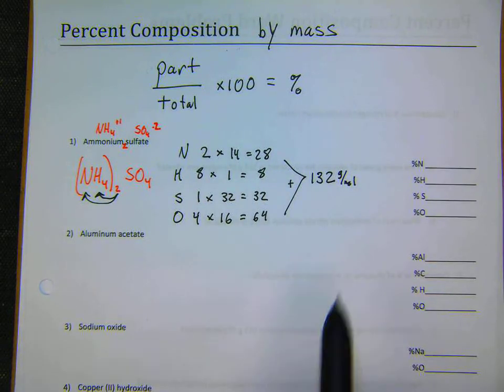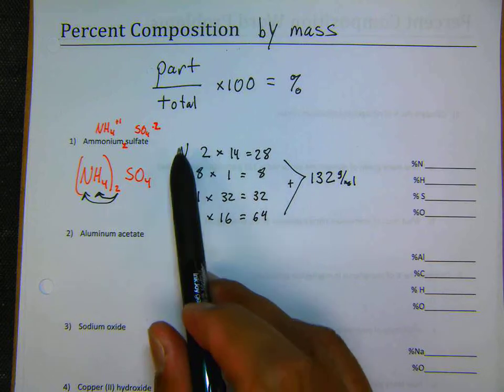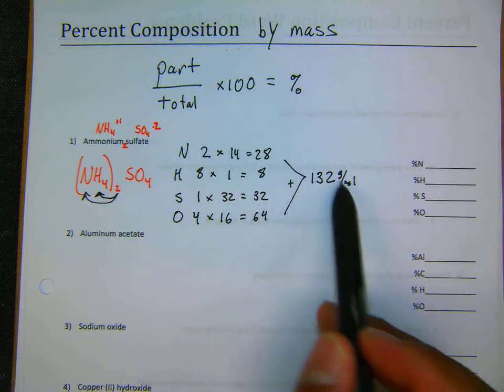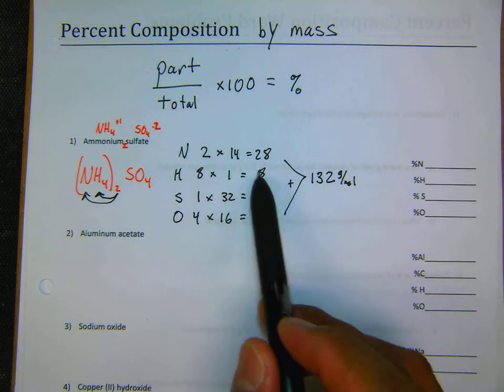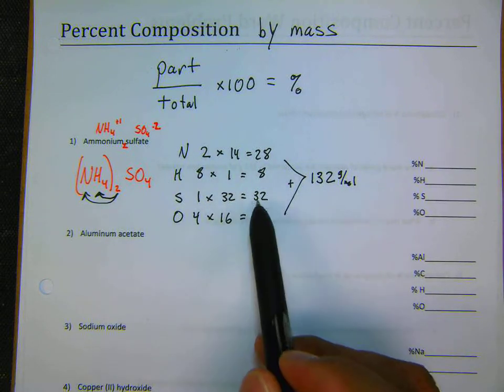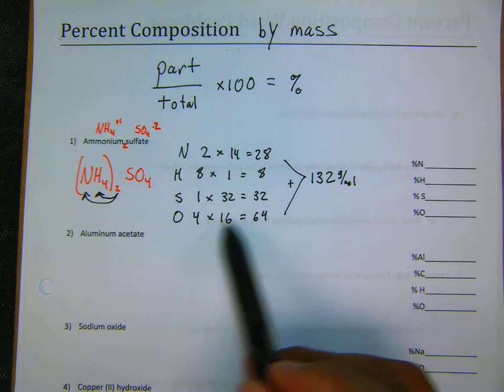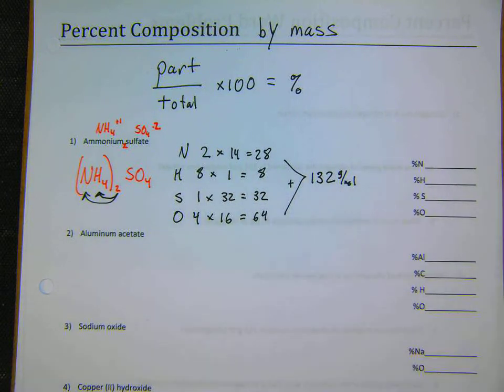So this 132 is made up of nitrogen, hydrogen, sulfur, and oxygen. 28 grams is what makes up the 132 for nitrogen. 8 grams of hydrogen makes up the 132. 32 grams of sulfur makes up the 132. And the 64 grams from oxygen makes up the 132.